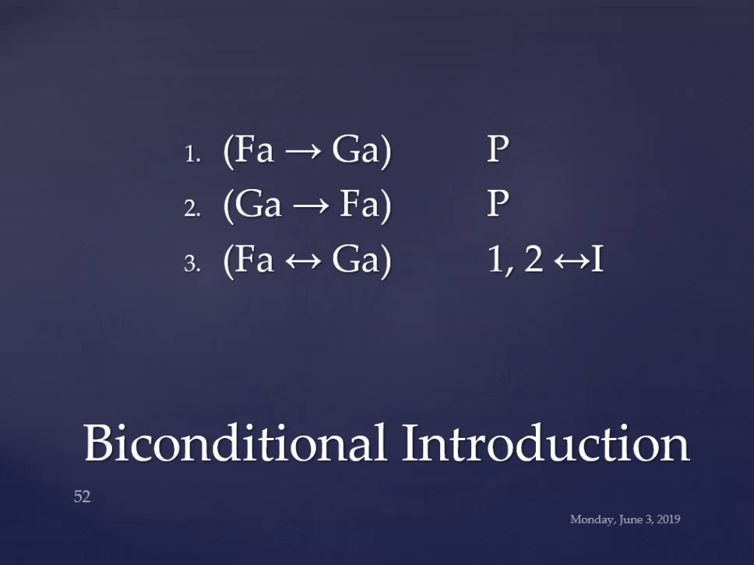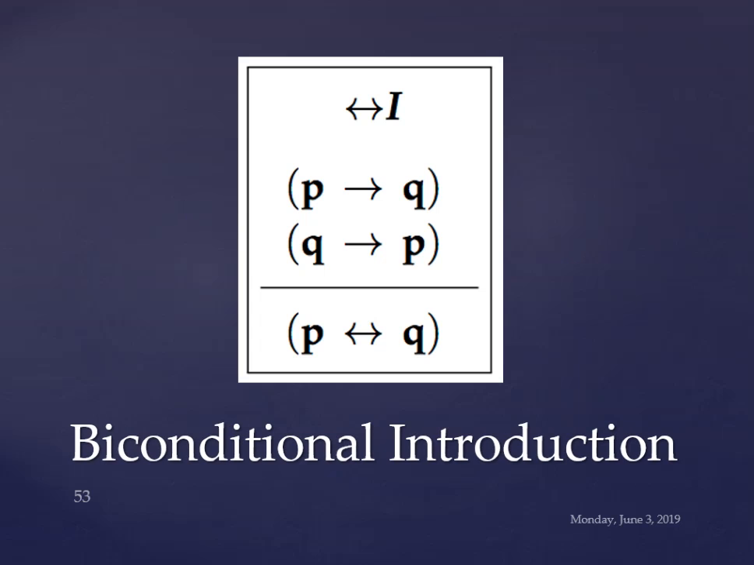Here is the picture that you should memorize. This is double arrow I. You need to have a P arrow Q and a Q arrow P, and then you can write down the double arrow, P double arrow Q.